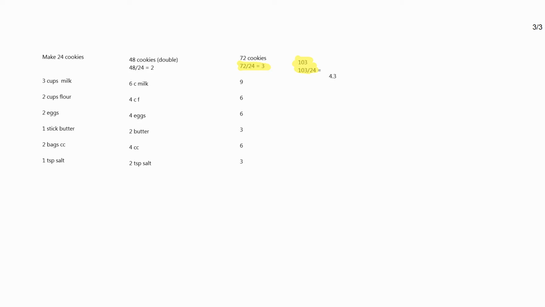And of course you would be doing some estimating, but the whole point is you would multiply by 4.3, so you use 12 and a quarter cups of milk, 8 and a half cups of flour, or a little bit more, 9 eggs, 4 and a half sticks of butter, 10 bags of chocolate chips. You can splurge on chocolate chips. You can round up 2 or 3 bags there. And 4 and a half teaspoons of salt. See what I'm saying?